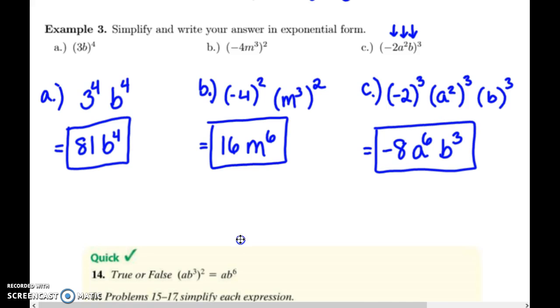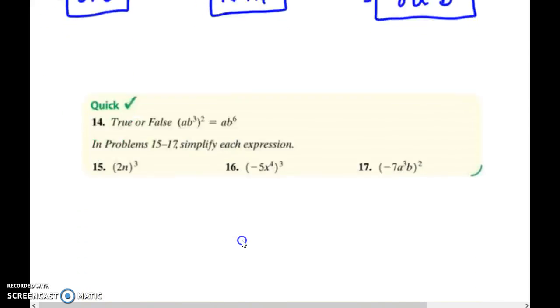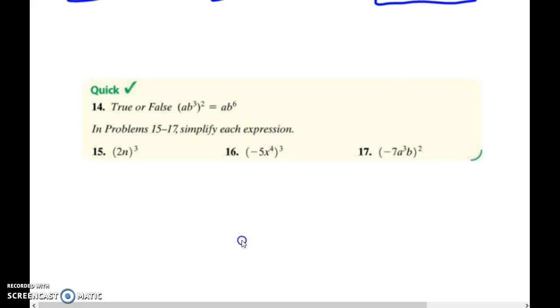Okay, so let's try the quick check. Again, pause your video and give these a try. All right, so answers to the quick check: true or false, this would be false. You should actually have an a squared and then b to the 6th. For number 15, this would be 8n cubed. 16 would be negative 125 x to the 12th. And 17 would be 49 a to the 6th b squared.